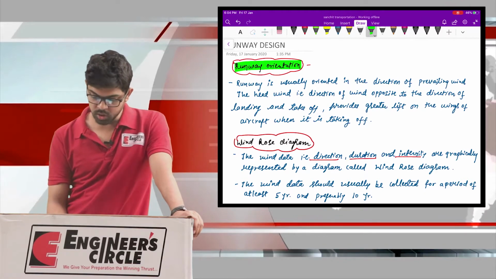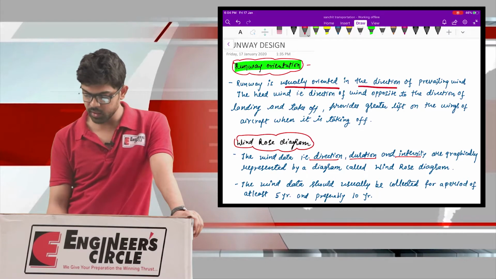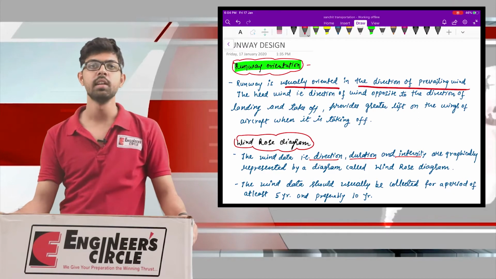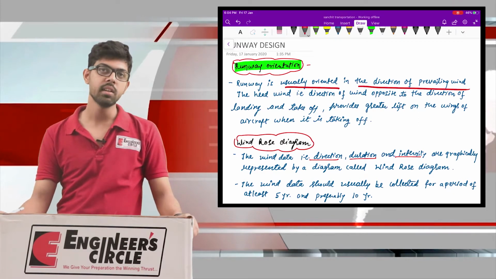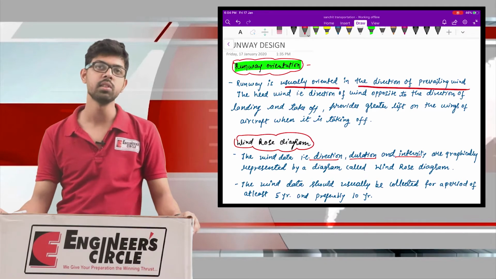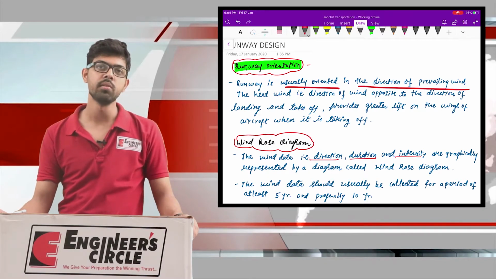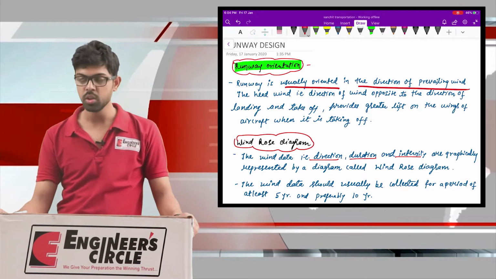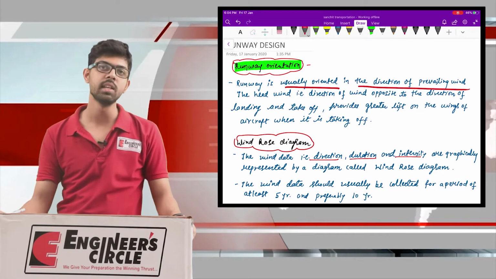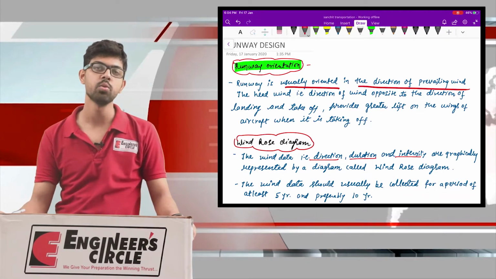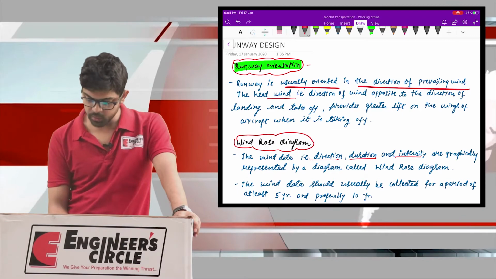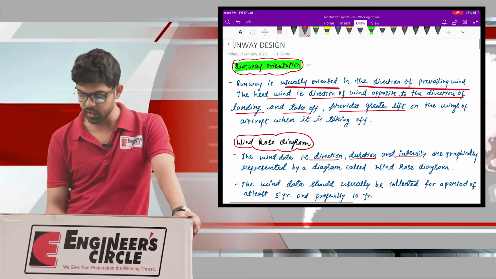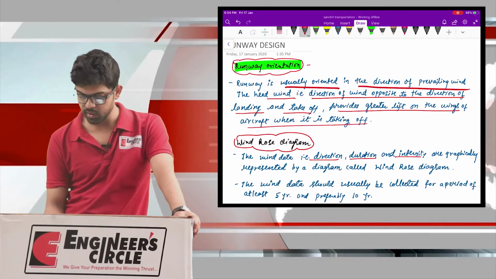Okay, so runway is usually oriented in the direction of prevailing wind. As we know, wind component plays a very important role in the lifting and in the takeoff and the landing operation. It will also be very important for the runway operation of the aircraft. So the airport planning is usually done in the direction of prevailing wind direction. Okay, the headwind, that is the direction of wind opposite to the direction of landing and takeoff, provides the greater lift on the wing of the aircraft when it is taking off.